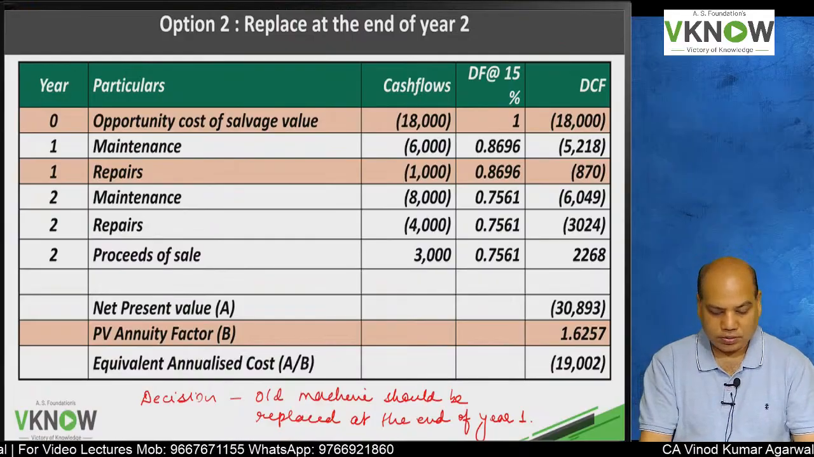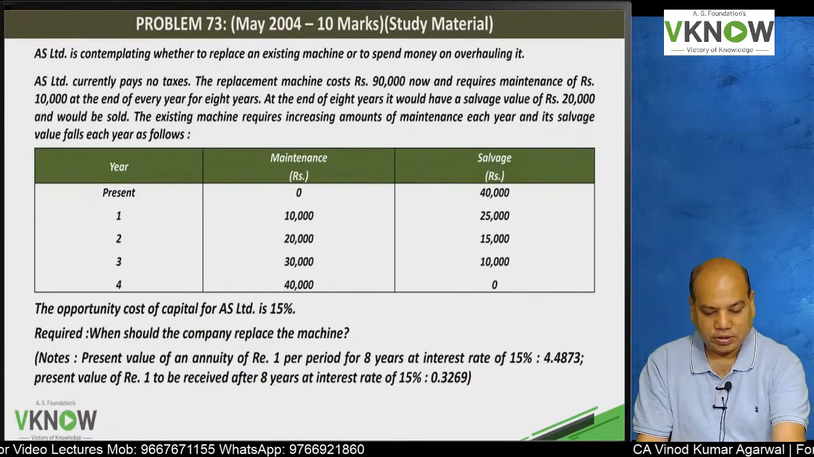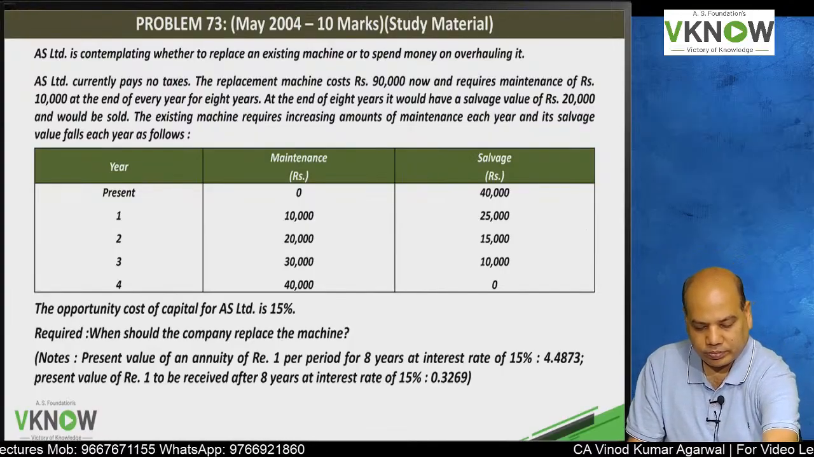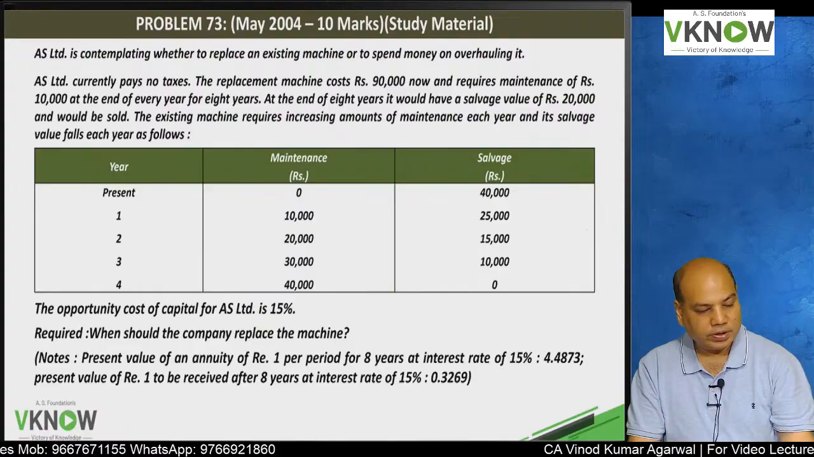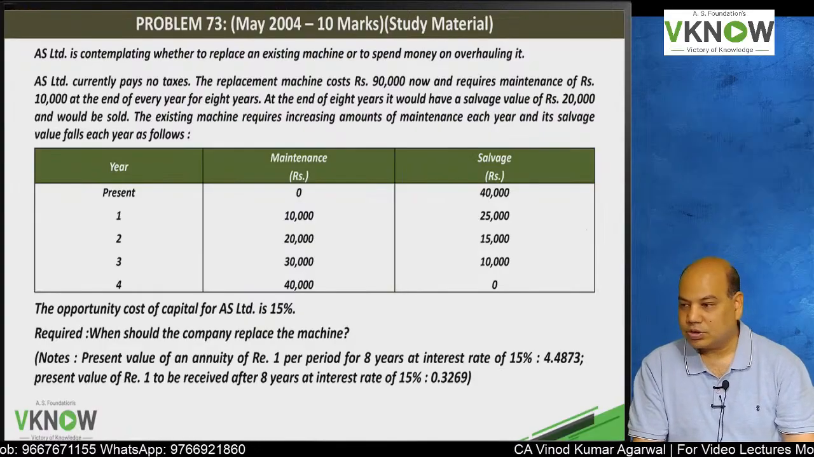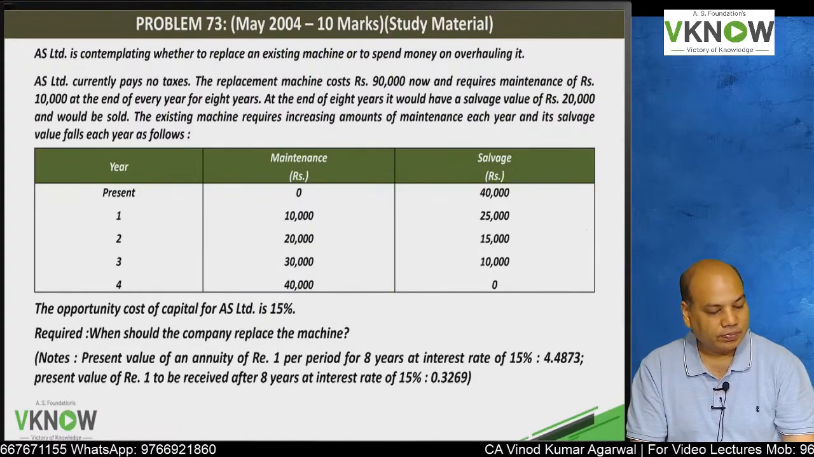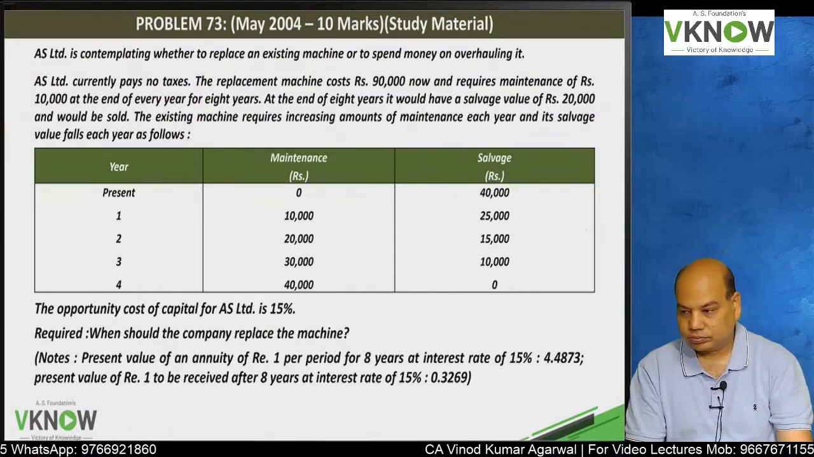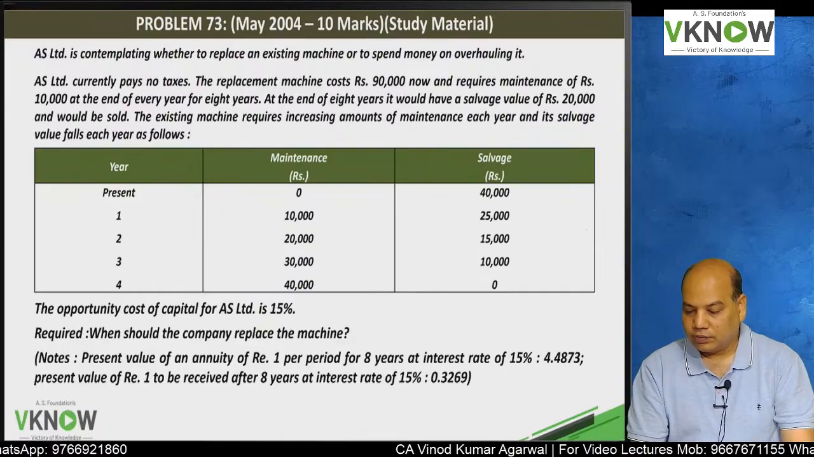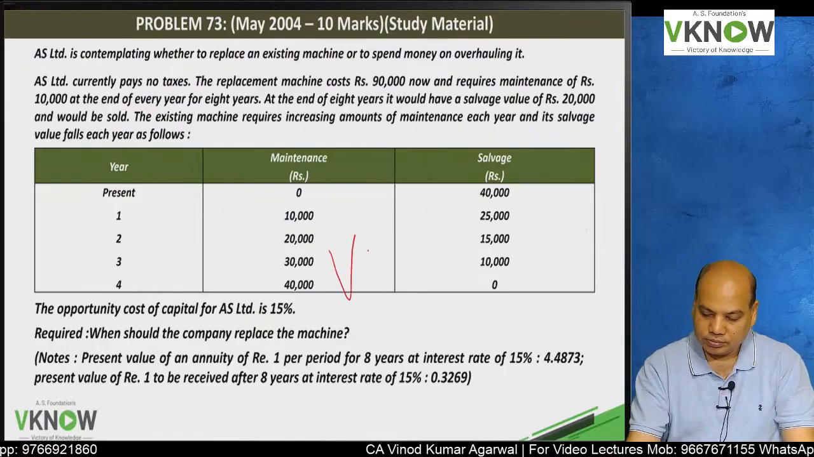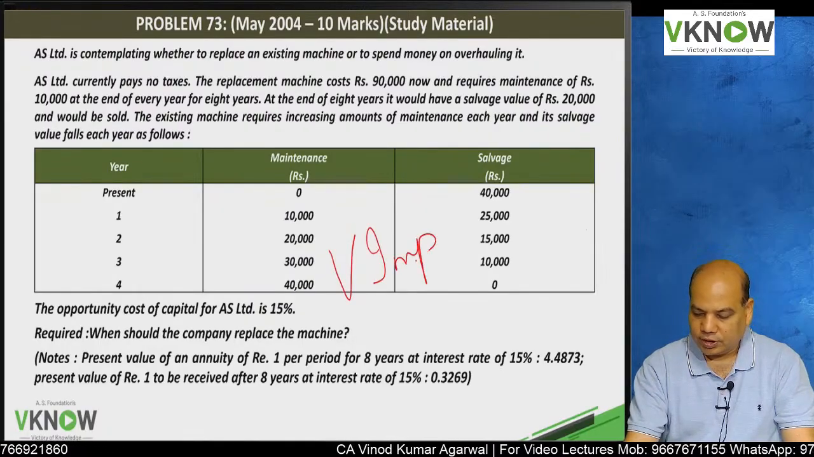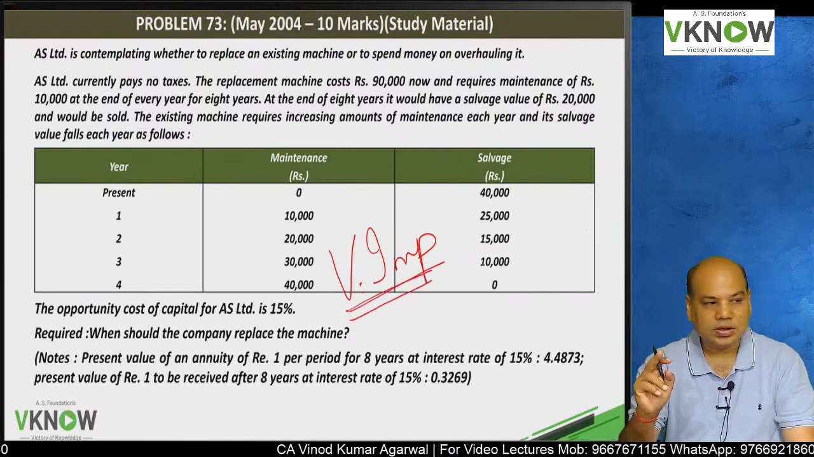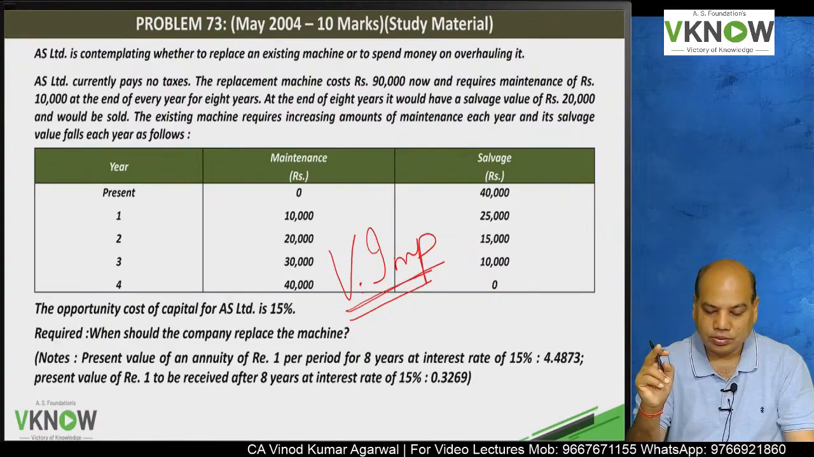Now next is question number 73. Question number 73 is a May 4 exam question for 10 marks, and the same question is appearing in the study material also. Write down very important question. Very important. And this question can be asked in your exam also.